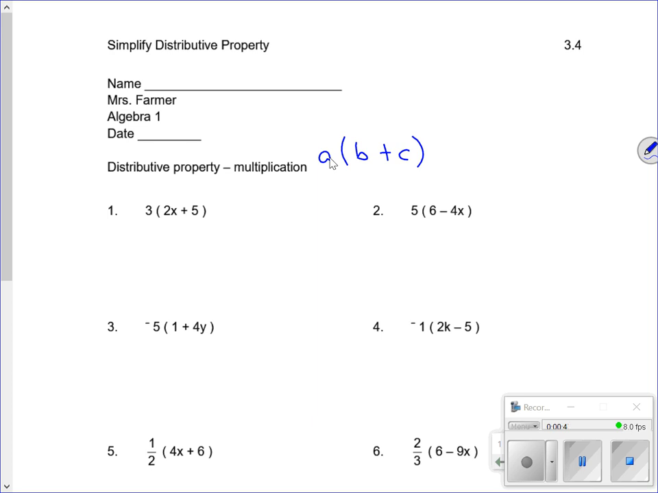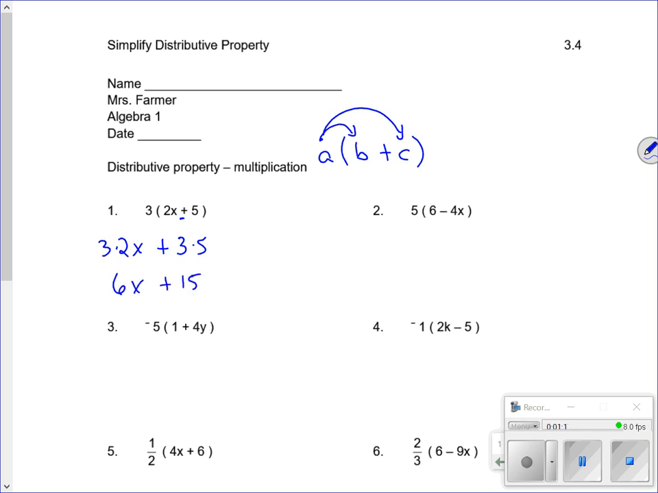It allows us to take this outside term and multiply it times each of the terms that are inside, okay, separately. So that's what this would look like. We would take the 3 and multiply it times the 2x plus, because this is a plus, the same 3 and multiply it times the 5. All right, and then you get two separate terms. You want to simplify those independently of one another. 3 times 2x is 6x, and 3 times 5 is 15.